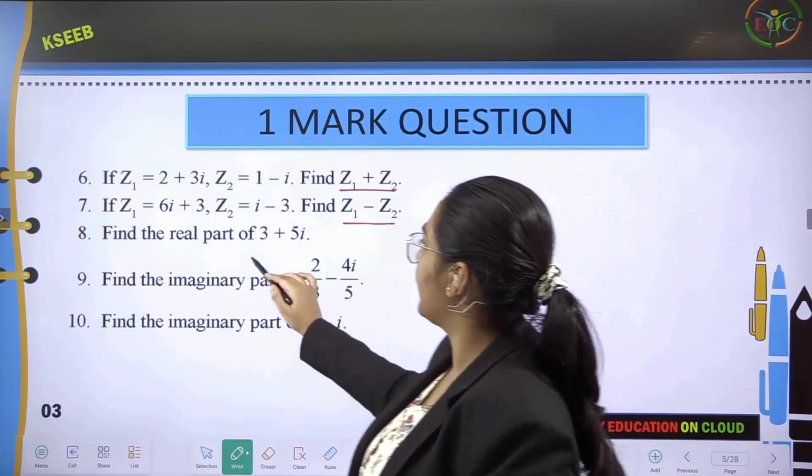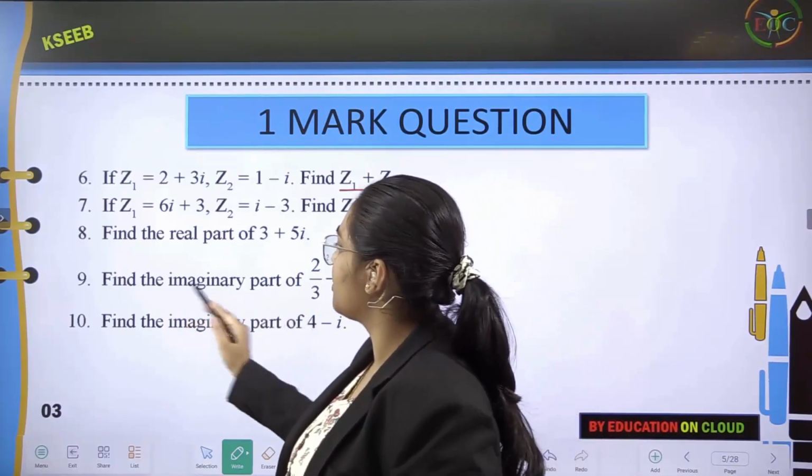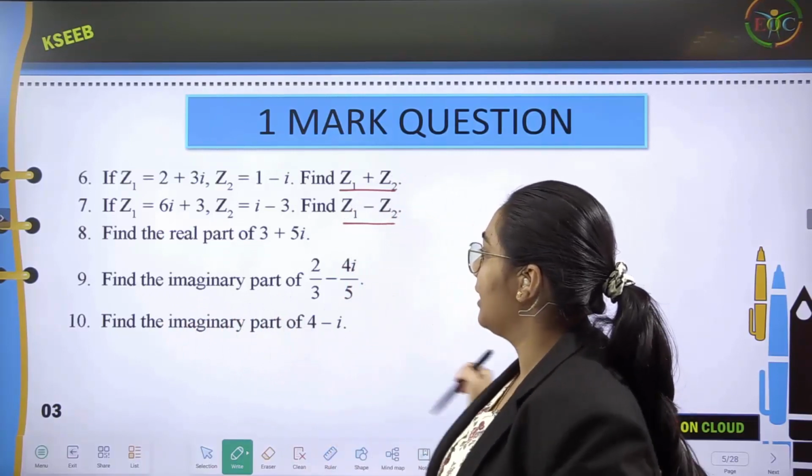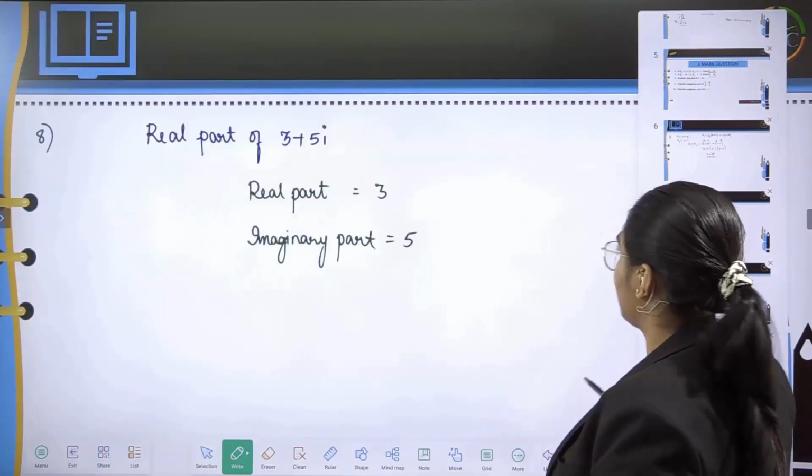Find the real part of 3 plus 5i. So what is the real part? The next question is to find the imaginary part of it. So it is very simple. There is nothing much to explain over here.